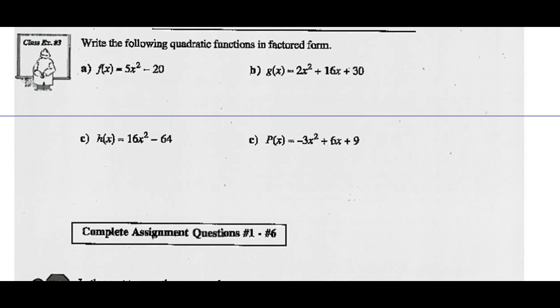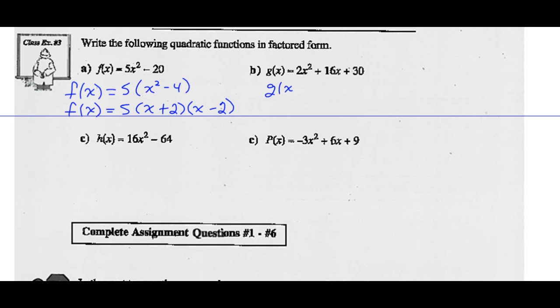Write the following quadratic functions in factored form. So now we're dealing with functions like last unit. f of x equals 5x squared minus 20. Well, 5x squared and 20 are not perfect squares, but if I take out the common factor of 5, divide both terms by 5, I get x squared minus 4. And x squared minus 4 is a difference of squares. The square root of x squared is x, that goes in the front of each bracket. The square root of 4 is 2, that goes in the back. Make one positive and make one negative, and we factored that quadratic function. Part B, g of x.